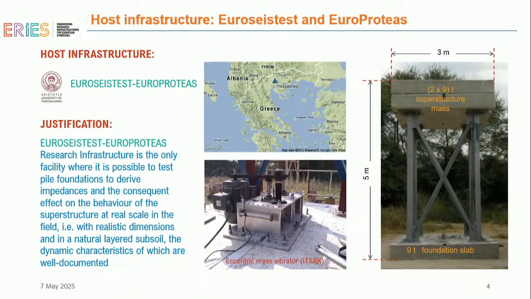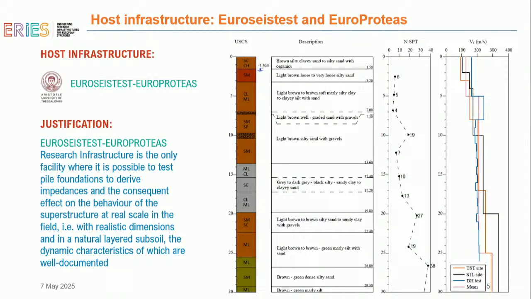So basically, to the right, you can see the prototype structure of EuroProteas. The dimensions are 3 by 3 and 5 meters in height. It is a quite stiff structure which rests on a very soft soil profile with a Vs around 100 meters per second, just to give you an idea. So basically this increases and promotes soil-structure interaction effects. At the bottom you can see the eccentric mass shaker that we used in order to run such tests.